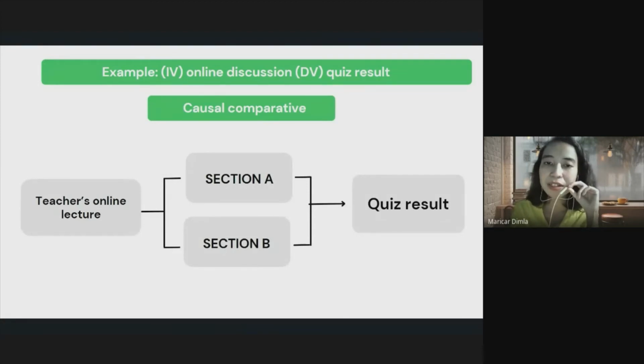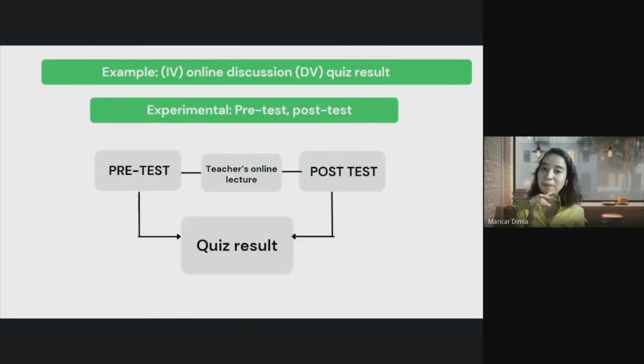Okay? I have here naman, class, this is under non-experimental. So, punta tayo with experimental, paano siya i-apply. In case you are dealing with the experimental method, ito siya. Example, the pre-test, post-test. Again, we have your IV and DV, discussion, and the quiz. Magkakaroon muna ng pre-test, and then, what is the result? And then, magkakaroon tayo ngayon ng intervention, which is the teacher's online discussion.